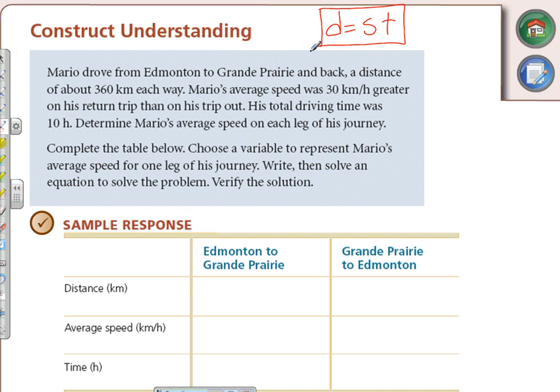Mario drove from Edmonton to Grand Prairie and back, a distance of about 360 kilometers each way. Mario's average speed was 30 kilometers greater on his return trip than on his trip out. His total driving time was 10 hours. Determine Mario's average speed on each leg of the journey. So let's complete a table.